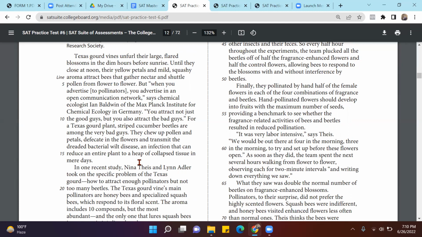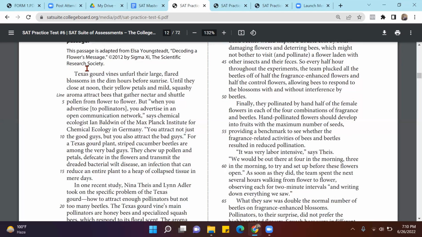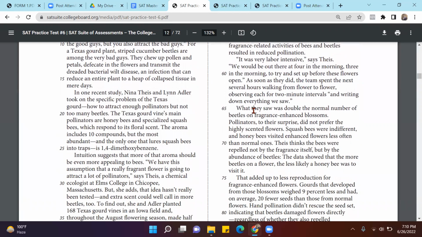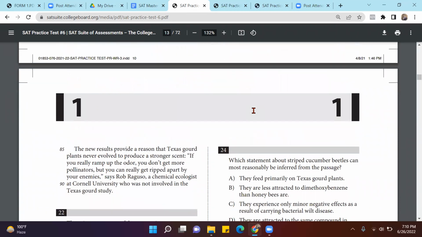So let me just connect the dots once again. We started with the premise, then there is a problem, then there are experiments. After the experiments, from line 56 or 58 onwards, they talk about the results. So premise, problem, experiment, results. They talk about different results here. And at the end, there are certain actions or conclusions. So what is the ultimate result of the whole study? This is how a science passage would always be structured.